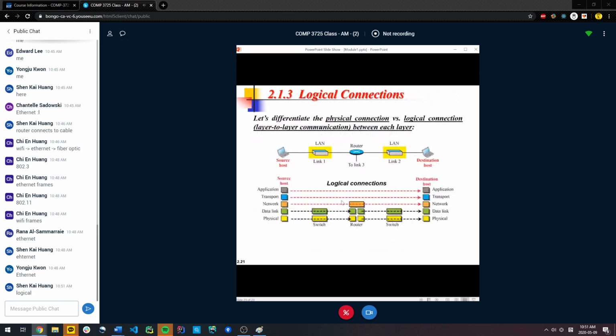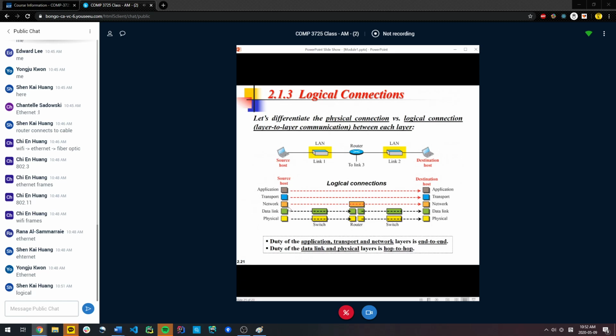So all of these are logical connections, which means layer 5 to layer 5 communication is an abstract sort of communication. There's no actual wiring that connects layer 5 to layer 5, layer 4 to layer 4, and so on. What you do need to know is that the layers 3 and up, your network, your transport, and then the application, are what we call end-to-end connections. The physical and the data link are called hop-to-hop.